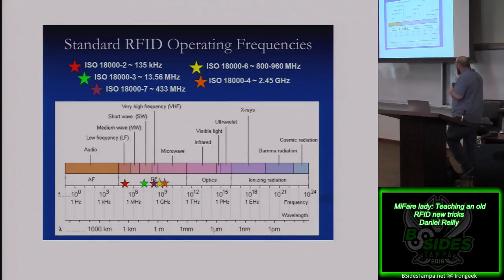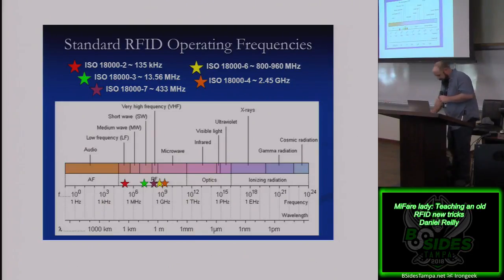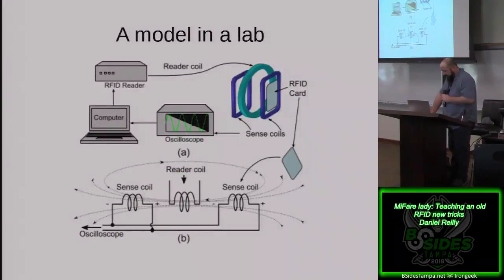Alright, so looking at the RF spectrum, we are in the 13.56 megahertz range. That's that green star. That puts us right there in the RF range, right about the 10.75 meters range. And so you can see it's actually a fairly low energy standard. The only lower ones are the 125 and 135 kilohertz, and those are basically just the ID tags, the really dumb devices.